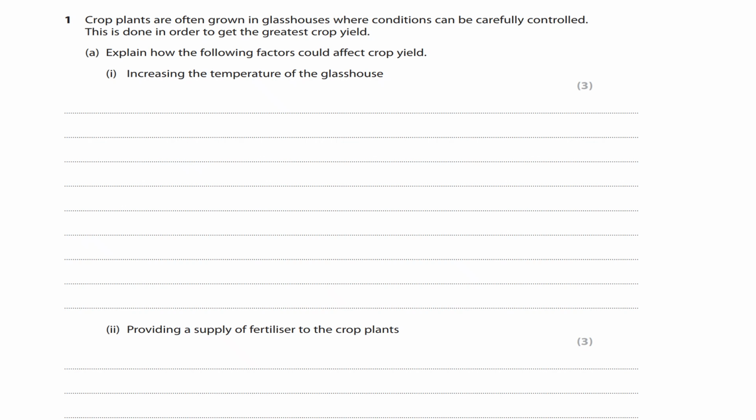But I have a question for you. Crop yields, or crop plants, are often grown in glasshouses where conditions such as temperature, CO2 levels are carefully controlled. This is done in order to get the greatest crop yield. What did I say when I say crop yield? Yes, you must think photosynthesis. Now explain how the following factors could affect crop yield. Increasing the temperature of the glasshouse, and then we've got another 3 marker here, supply a fertilizer to the crop yield. Okay, so think about temperature, think about enzymes.